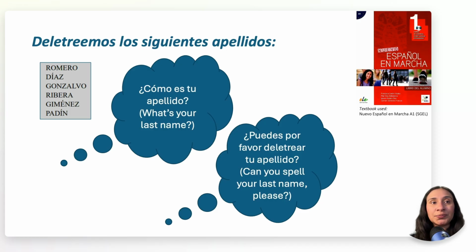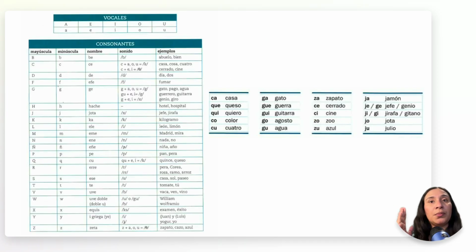Okay? Now, from the same textbook, I got these pictures you have in this part of the video. So on the top, we have vocales, the vowels. So let's pronounce them again. And we have capital letters and lowercase letters. So letra en mayúscula y letra en minúscula. A, E, I, O, U.